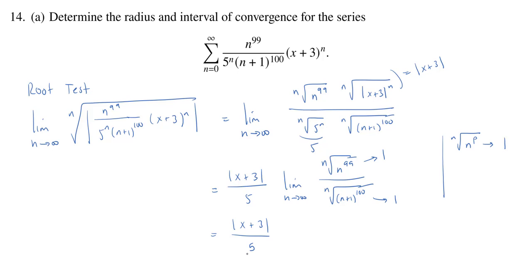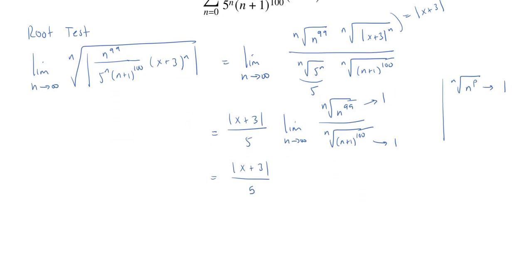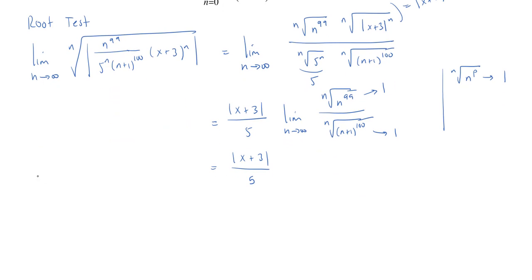Well, we were using the root test. And the root test tells you that you get a convergent series if this limit we computed is less than 1, and you get a divergent series if the limit is greater than 1. So let's determine when this is less than 1. The absolute value of (x + 3)/5 is less than 1 if and only if the absolute value of x + 3 is less than 5. So I just multiplied both sides by 5.